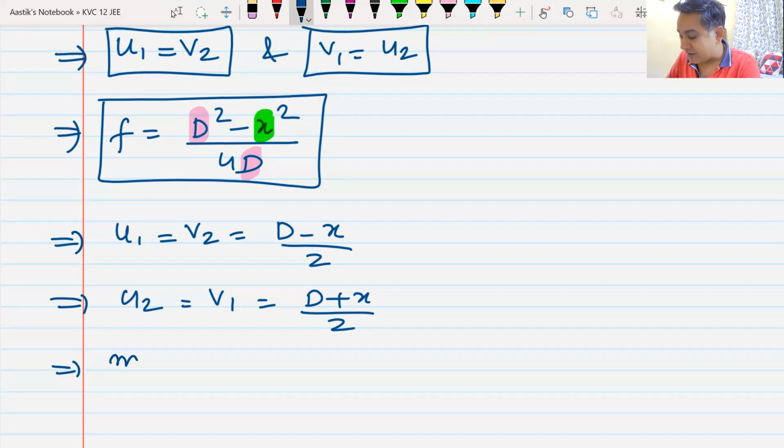The magnification in the first case, m1, will be given by v1 by u1.